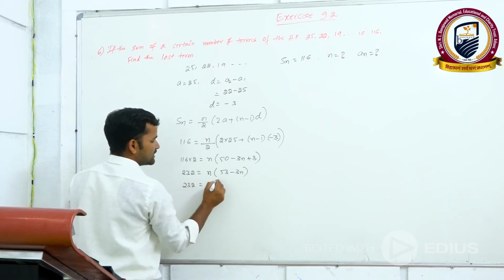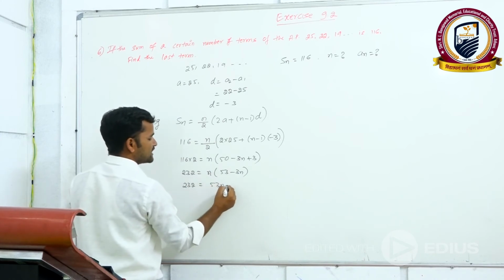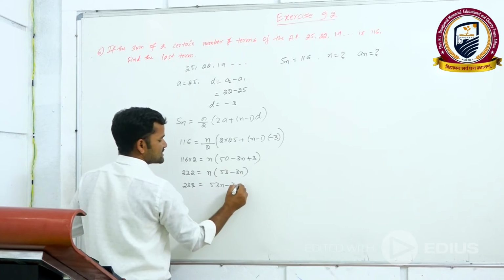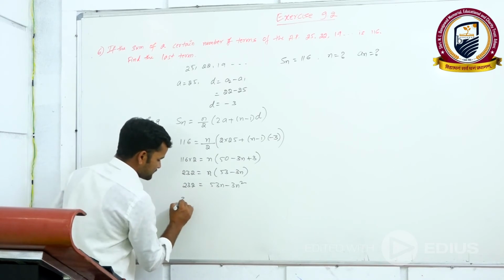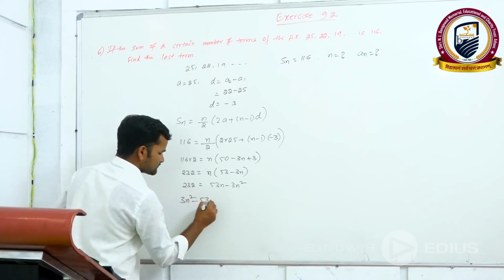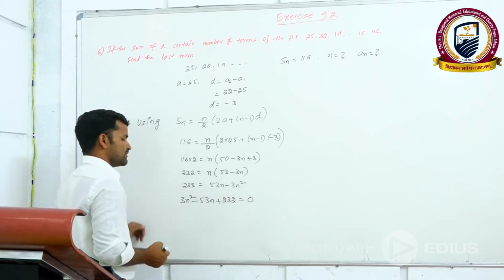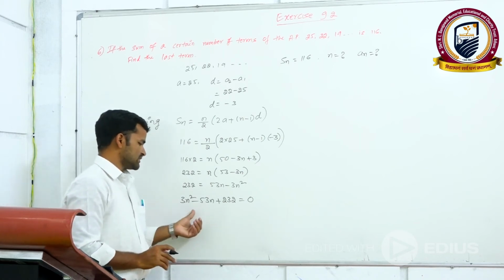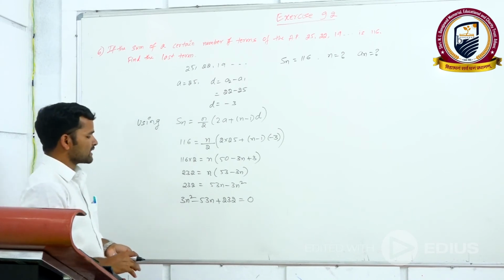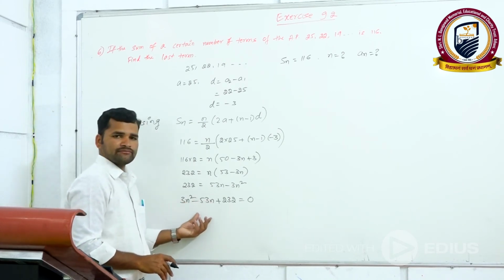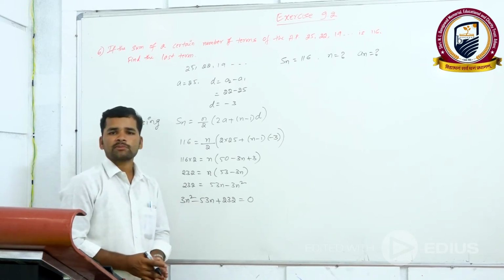232 is equal to n into 53, 53n, n into minus 3n is minus 3n square. Take these two terms to the left hand side. This becomes 3n square minus 53n plus 232 is equal to 0. Is there any common factor among this? No, there is no common factor. We need to solve for this. If you see it directly, factorization may become a little bit difficult here. For that, we will use the formula to solve this.